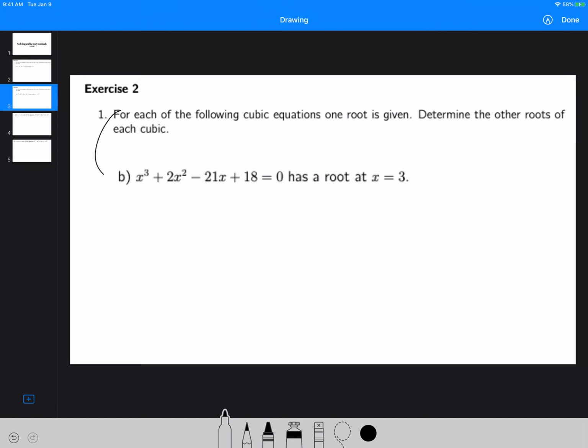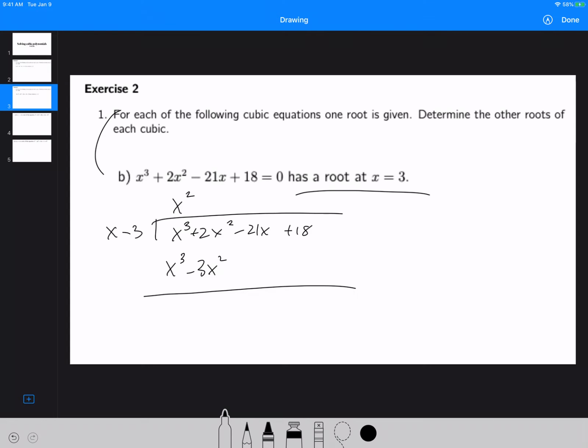All right, so I'm hoping that you have the answer here as a no, I believe. It has a root at x equals 3, which means it's (x − 3) divided into x cubed plus 2x squared minus 21x plus 18. So you can put x squared, x cubed minus 3x squared, 5x squared minus 21x plus 5x, minus 15x, and that will give me minus 6x plus 18. Actually, wait a minute, I do get the correct answer. Sorry, I was looking at the wrong answer key.